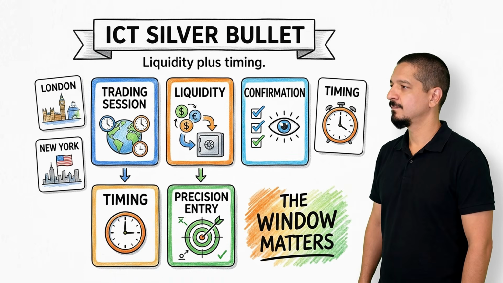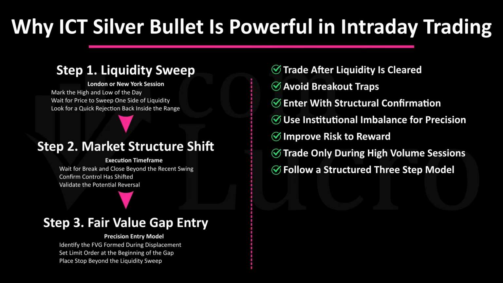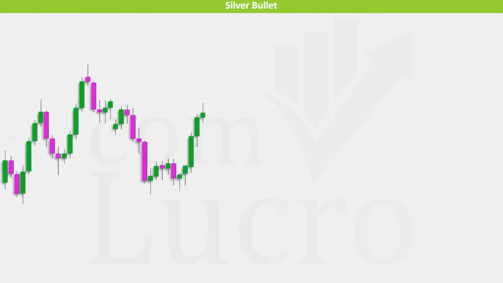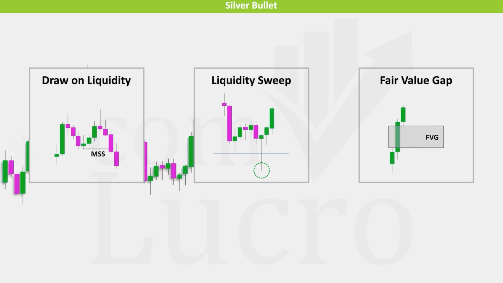Now that we understand how liquidity can be framed through the range of a single candle, let's move into a more time-sensitive intraday model that combines liquidity sweeps, market structure shifts, and fair value gaps inside specific trading sessions. The ICT Silver Bullet. So, what is the ICT Silver Bullet strategy, and why do so many traders consider it a precise intraday framework? The Silver Bullet is an ICT trading strategy that combines three main concepts: market structure shift, liquidity sweep, and fair value gap.